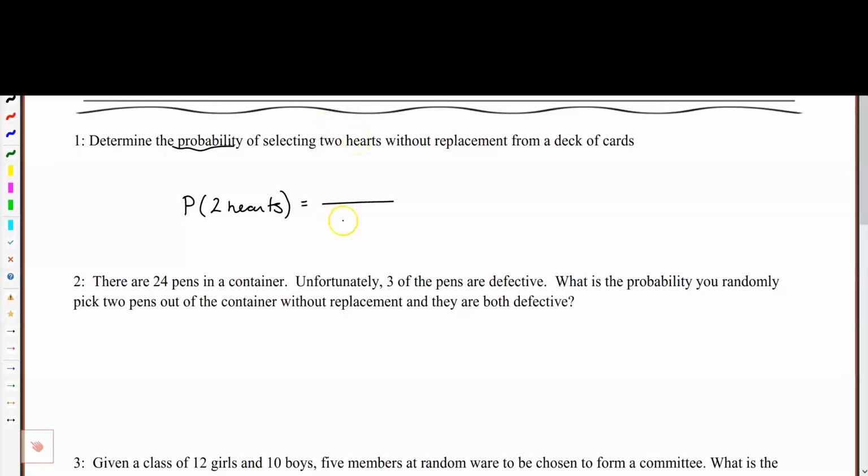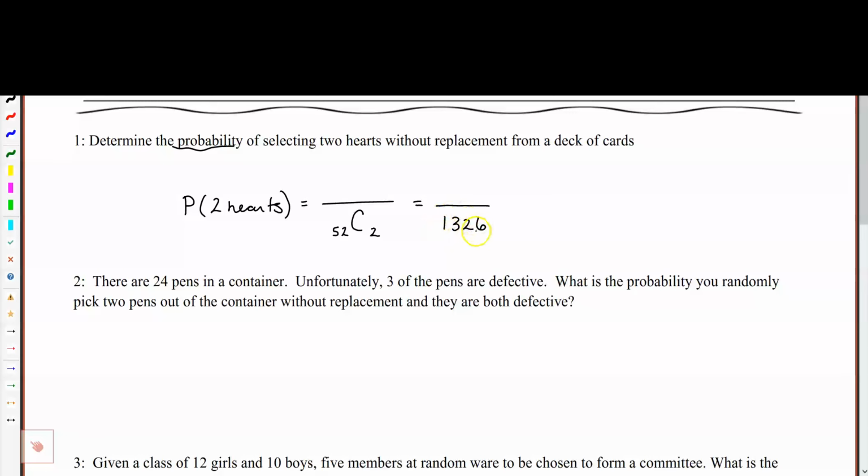So let's figure out the denominator first. Since order doesn't matter, it will be a combination. There are 52 cards total in the deck, so that'll be our value for n. And out of those 52, we want to pull 2 cards. That'll be our value for r. So if we just look at the denominator, computing 52 choose 2, there's 1,326 ways to pull 2 cards out of a deck of cards.